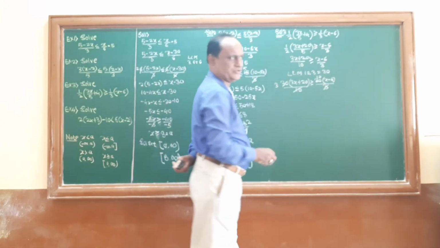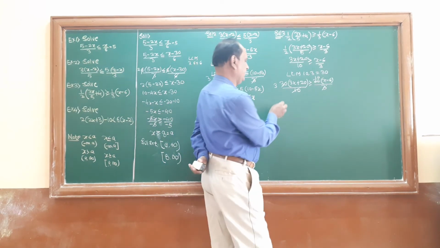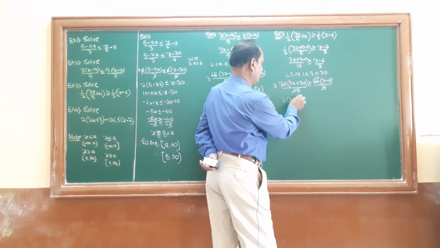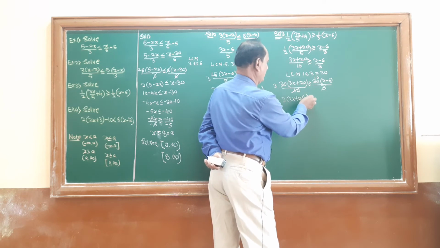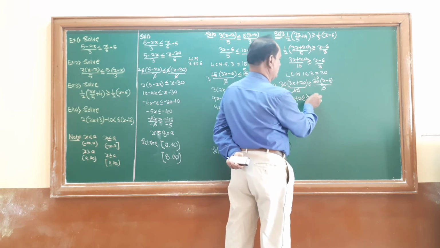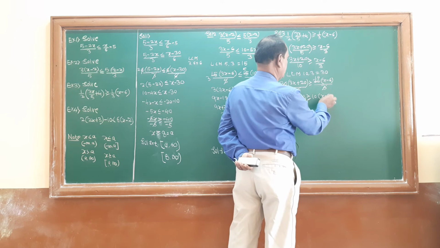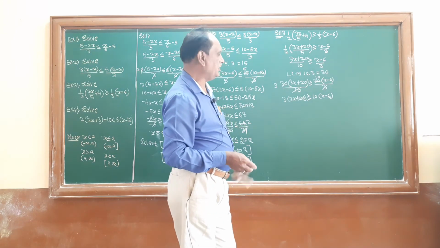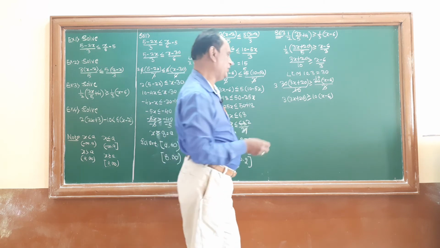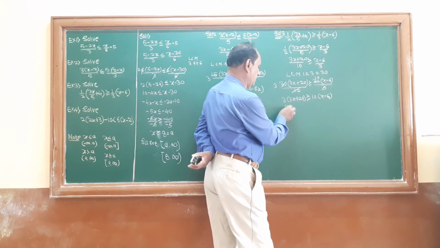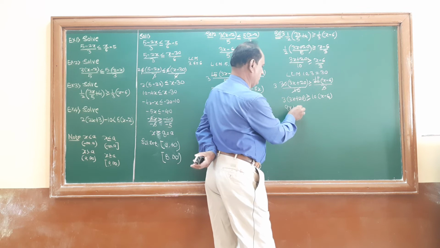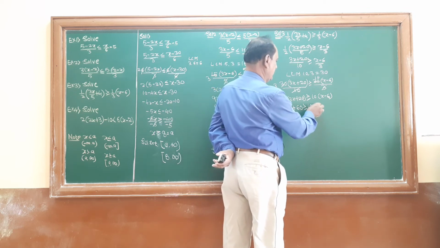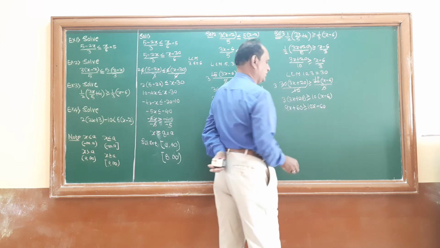Rewrite the given things. Therefore, 3 in the bracket 3x plus 20 is greater than or equal to 10 in the bracket x minus 6. Now rearrange it. How do you rearrange? So 3 into, totally, that is 9x plus 60 is greater than or equal to 10x minus 60.